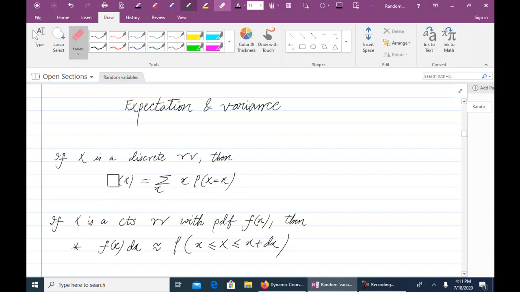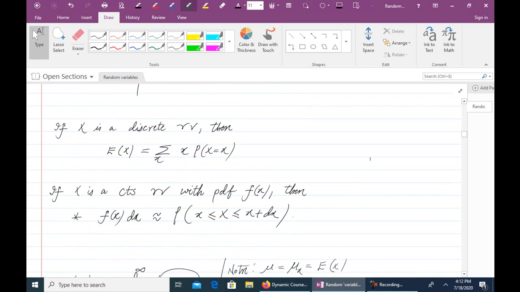If you recall from previous videos, the expectation means average, so this gives you the average value of x in the long run. So think of this probability in the sum as the relative frequency of the value small x. So when you multiply x with that and then sum over, you get the average value.